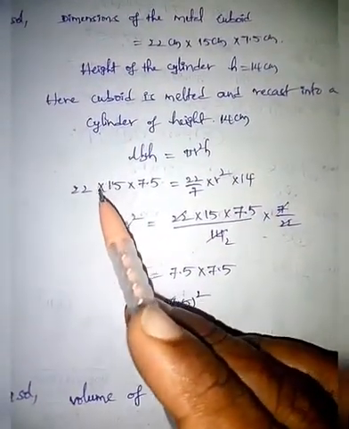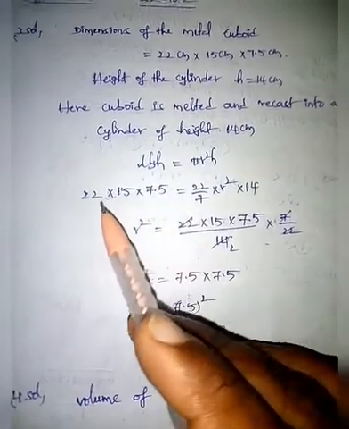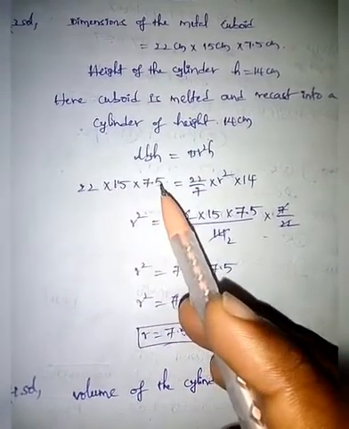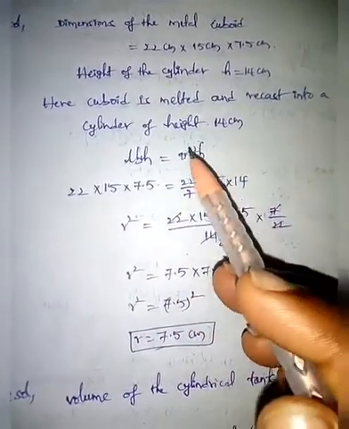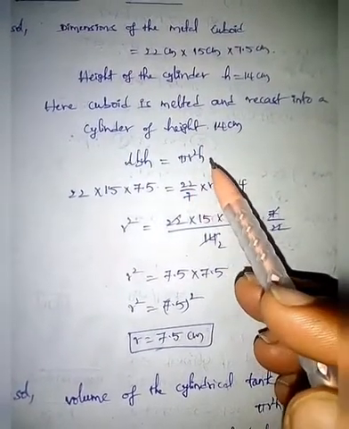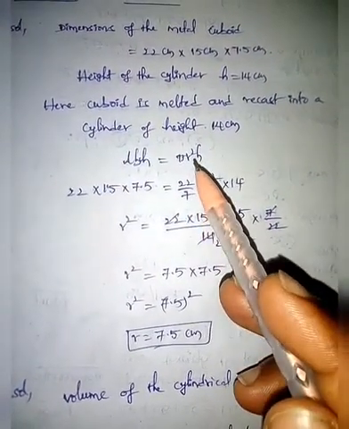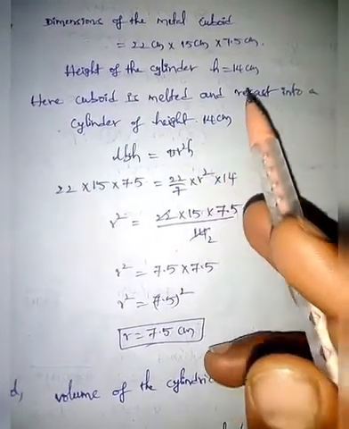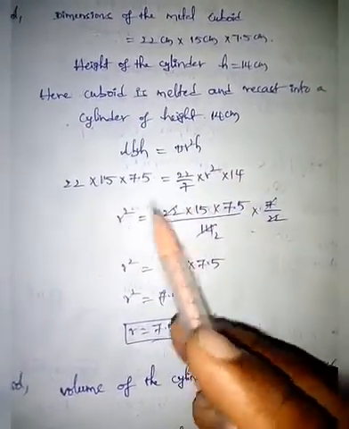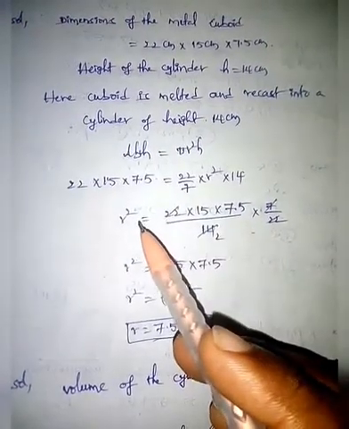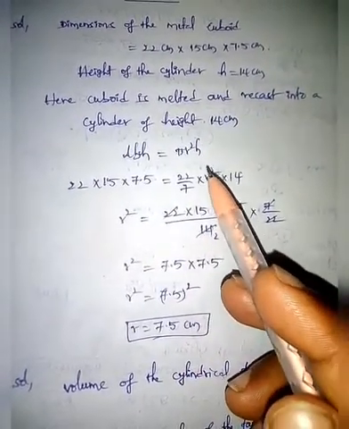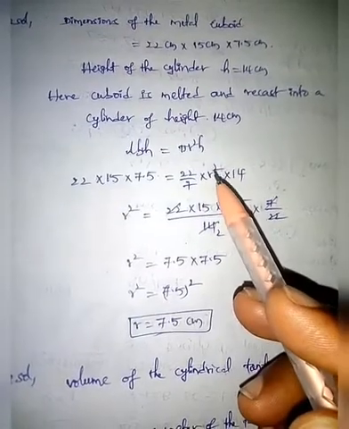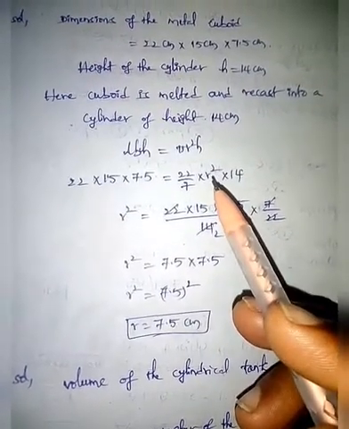So volume of the cuboid is L into B into H. That's why 22 into 15 into 7.5. Okay, and the volume of the cylinder is pi r square h. Pi means 22 by 7. We don't know the r value, that's why write r square as it is. And height of the cylinder is 14 cm. If you simplify this, we need the r square value, that's why write r square as it is.